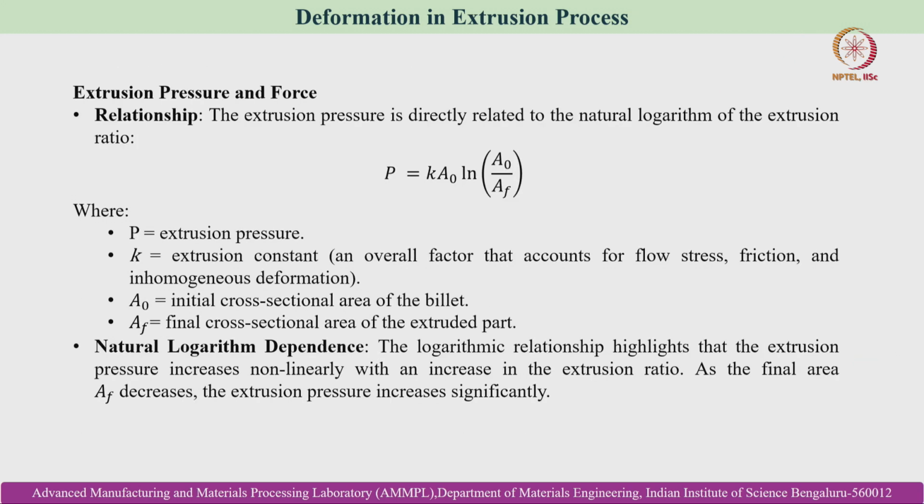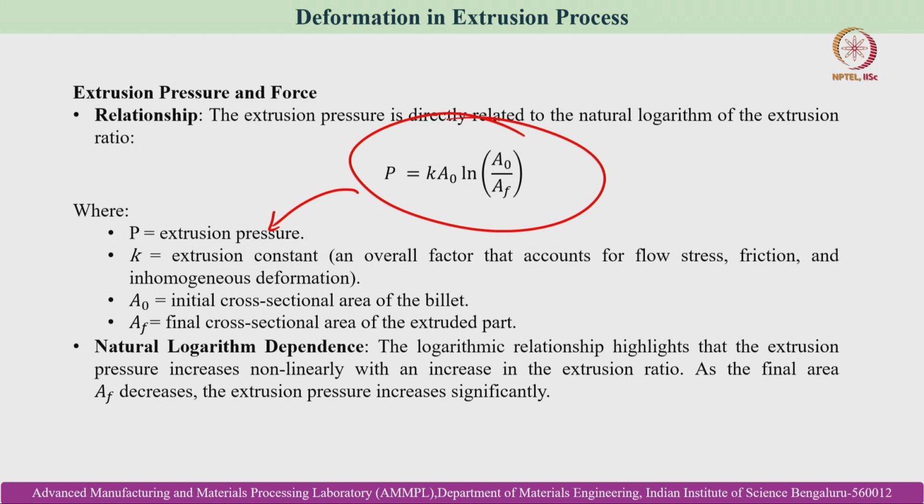Okay. So the extrusion pressure and force. The extrusion pressure is directly related to the natural logarithm of the extrusion ratio. That is P is equal to K A0 ln(A0 by AF), where P is the extrusion pressure, K is the extrusion constant, an overall factor that accounts for flow stress, friction and inhomogeneous deformation, A0 is the initial cross-sectional area of the billet, and AF is the final cross-sectional area of the extruded billet or the extruded part. This is how we can calculate the extrusion pressure based on these mathematical formulae.